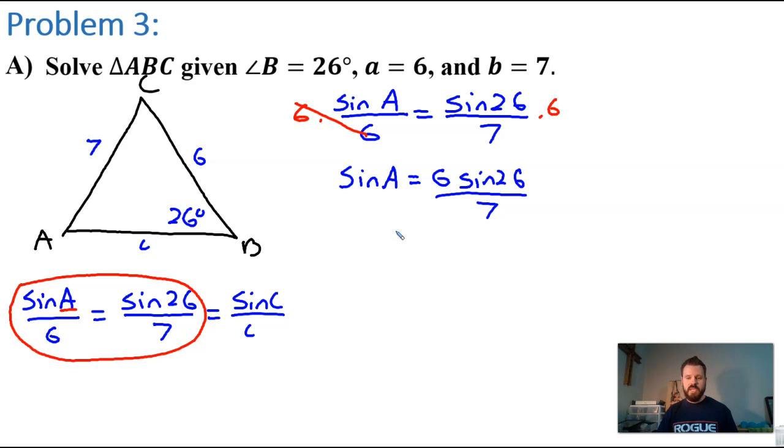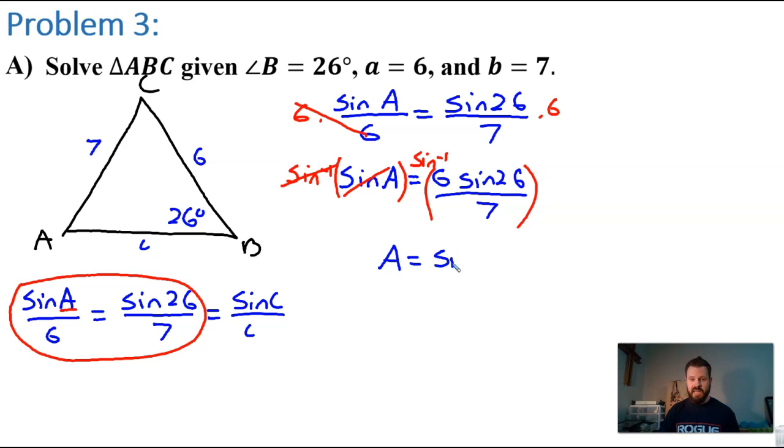And now, if I'm looking for an angle, what I need to do is get the angle out of the sine function. I need to undo the sine function. The trick for that is I'm going to take the sine inverse of both sides of my equation, because the sine inverse and the sine are opposites of one another. They'll cancel each other out. So that's going to leave me with A is equal to the sine inverse of the fraction I just had, the 6 sine 26 over 7.